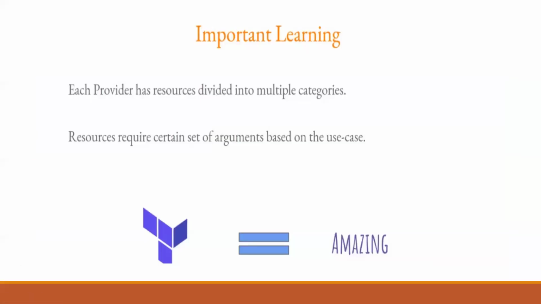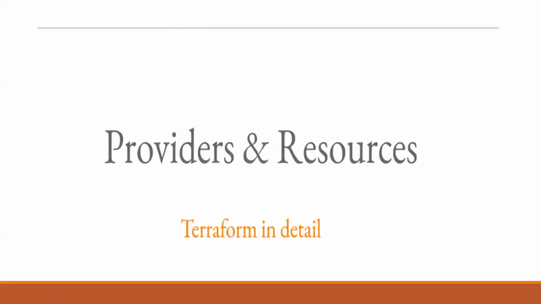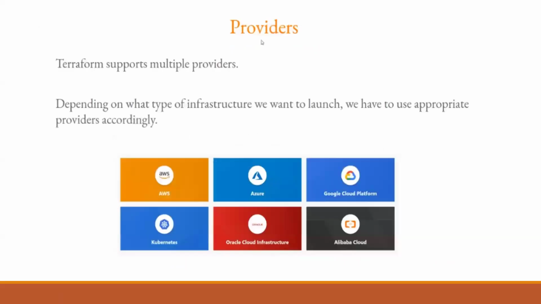So, an important learning: each provider has resources divided into multiple categories. What are those resources? AWS underscore instance, IAM underscore user. These all are the resources. Each provider has resources divided into multiple categories. Resources require a certain set of arguments based on the use case. So what are the providers?